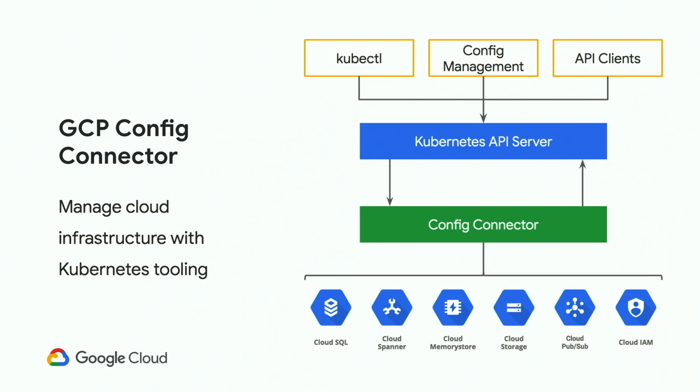So the idea here is that you can use kubectl, config management, or API clients. I guess kubectl is an API client. But API clients like your CI/CD pipeline can push configuration to the Kubernetes API server, and then GCP Config Connector will take that declared configuration, your intended state, and make it a reality in GCP.